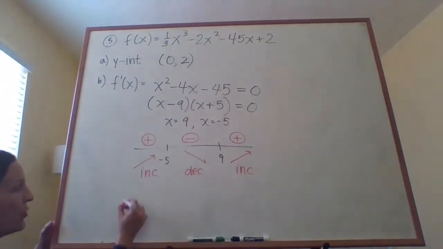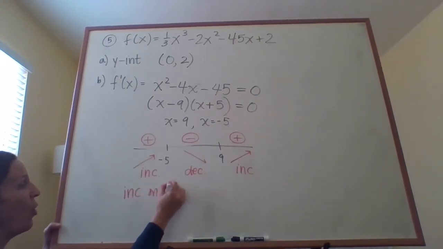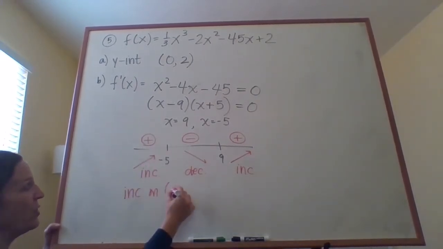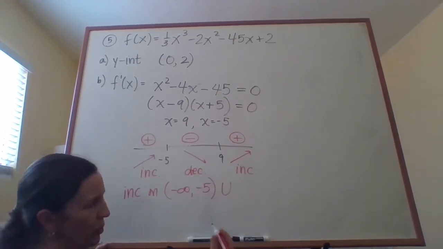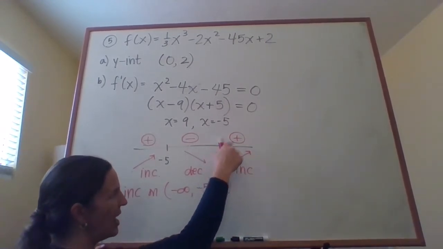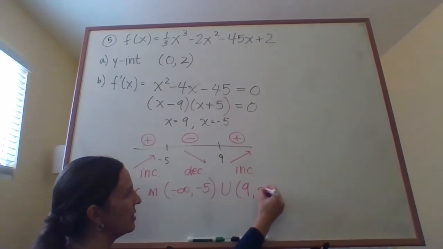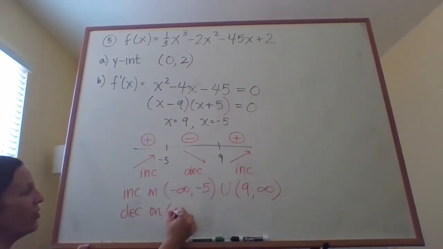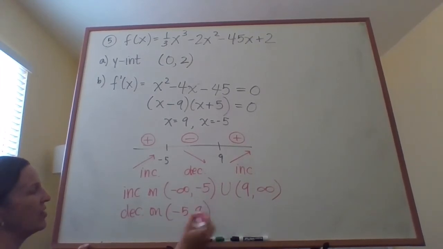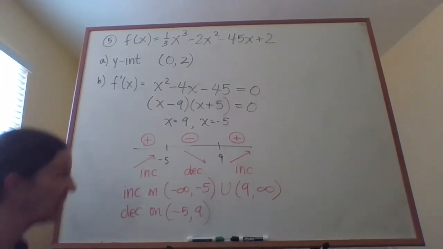So my intervals for increasing were from negative infinity to negative 5, and also, you could use the union, although I wasn't picky about that, from 9 to infinity. Okay? And then I am decreasing in the middle on the interval from negative 5 to 9. Okay? So those are my intervals of increasing and decreasing.